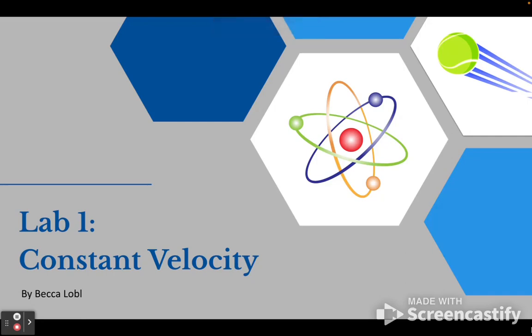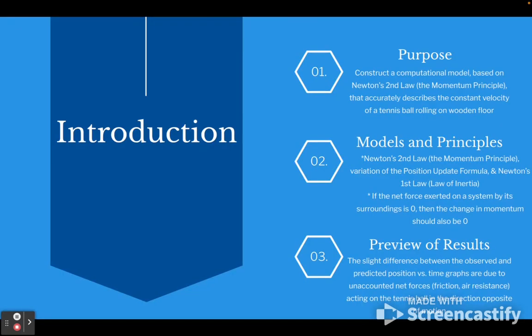I'm Becca, and this is my Constant Velocity Lab. So, a brief introduction. The purpose of this lab was to construct a computational model based on Newton's second law, also known as the momentum principle, that accurately describes the constant velocity of a tennis ball rolling on wooden floor.